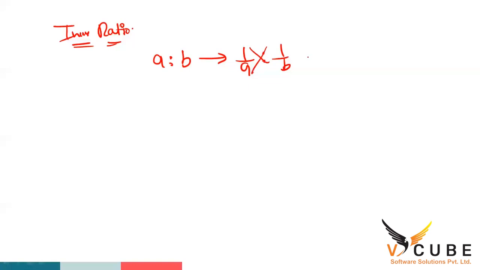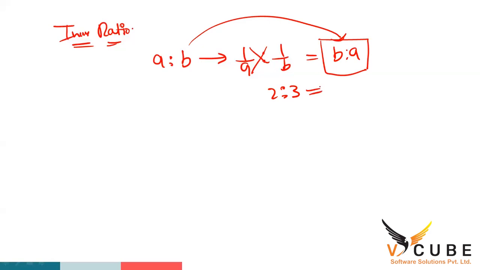Just cross multiplication, guys. So B is to A. A is to B, the inverse ratio is B is to A. For example, 2 is to 3, the inverse ratio is how much, guys? 3 is to 2. Only two quantities are given. Just remember, guys, reverse. Only when two quantities are given, just reverse.